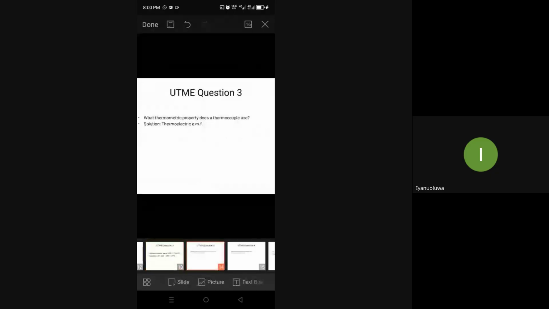Okay, I've just answered this one. Then this one says identify the upper fixed point of a Celsius scale. That is 100 degrees Celsius. Then this one is still the same.